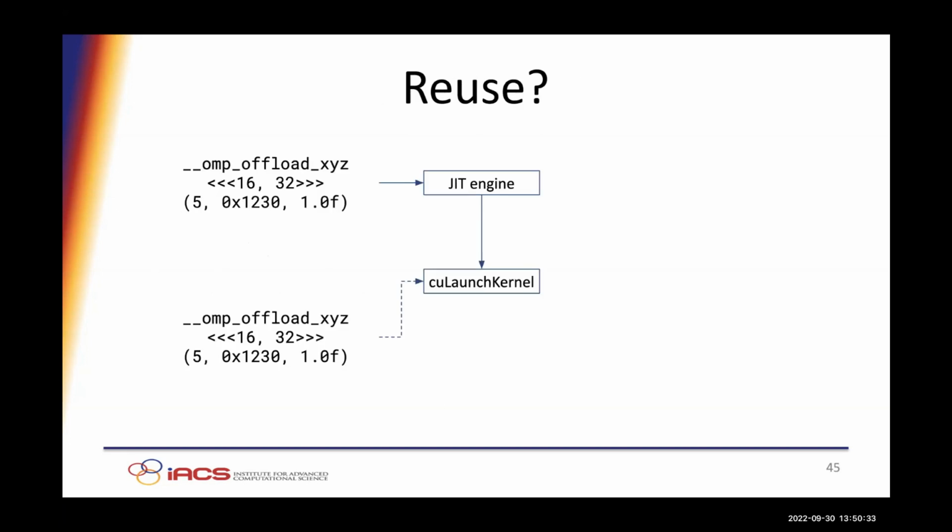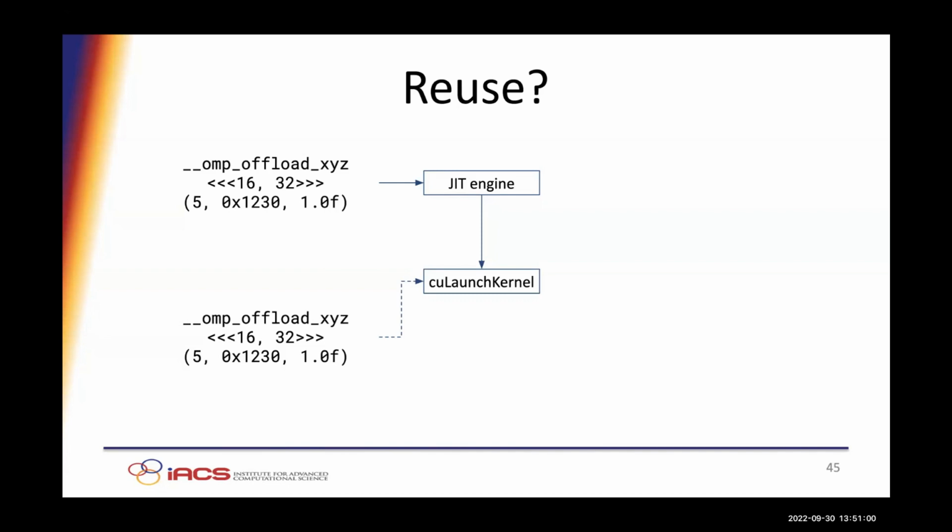Now, let's see. We have two kernel launches. When the first one is launched, we go through all the steps in the JIT engine, basically get the image loaded to the device, get the target table, and launch it. So far, so good. Next, we have the second kernel launch. Everything regarding the launch is the same as before. Same kernel, of course, same launching parameters, same kernel arguments.